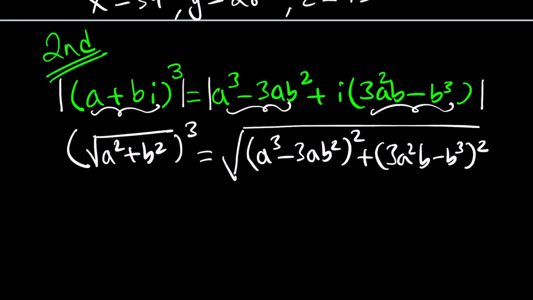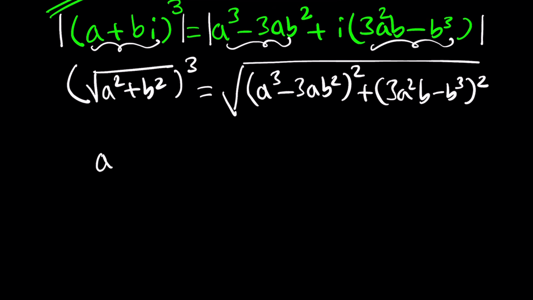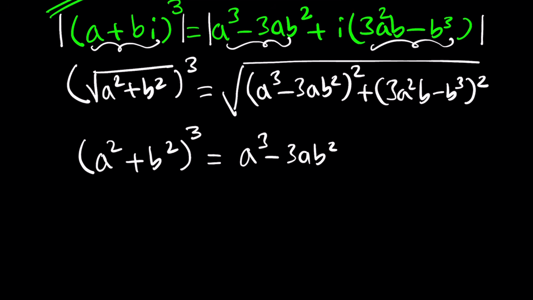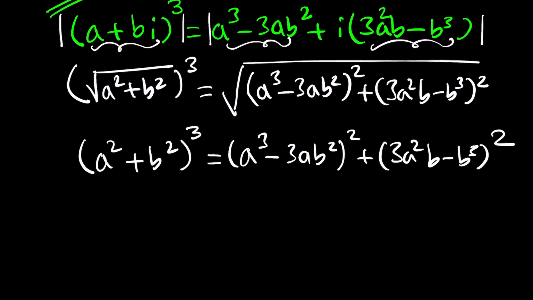Now what does this give us? If we square both sides, take a look. We get rid of the square root. So we get (a squared plus b squared) to the third power. And on the right-hand side, we get (a cubed minus 3ab squared) to the second power plus (3a squared b minus b cubed) to the second power. This gives us a solution. How so? Because if you assume that this is my z, this is my x, and this is my y, we get the original problem. z cubed equals x squared plus y squared. How nice is that, right?